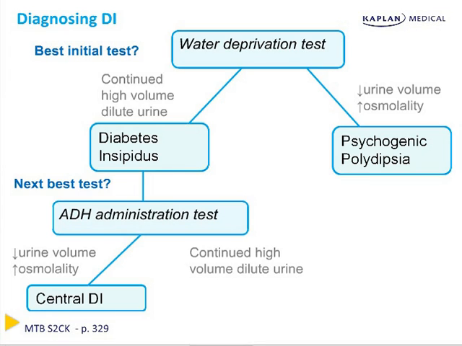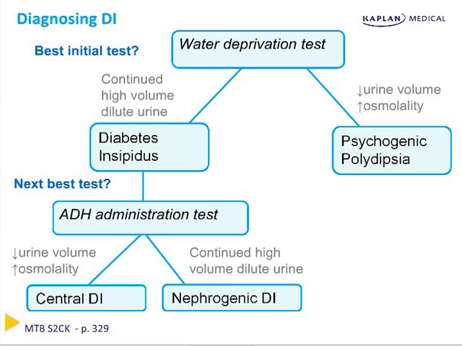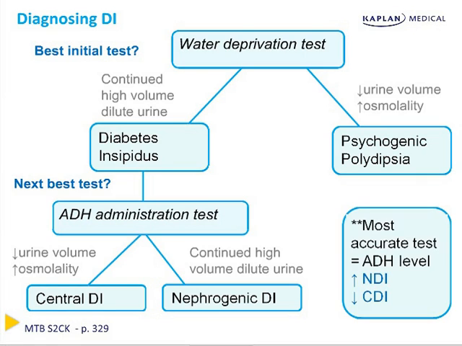If, on the other hand, after giving ADH, the patient continues to have high volume dilute urine, we've made the diagnosis of nephrogenic diabetes insipidus. Even with extra ADH given, the kidneys are not able to respond normally.